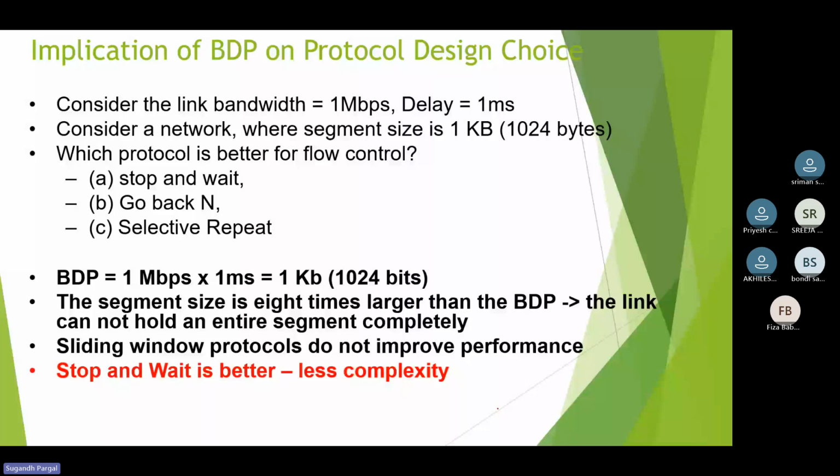For example, consider the link bandwidth equal to 1 Mbps and the delay latency equal to 1 millisecond. Consider a network where the segment size is 1 kilobyte, that means 1024 bytes. Which protocol is better for the flow control? The first approach will be to compute the bandwidth delay product. When we compute this BDP, that is bandwidth times latency, it comes out to be 1 KB, that is 1024 bits.